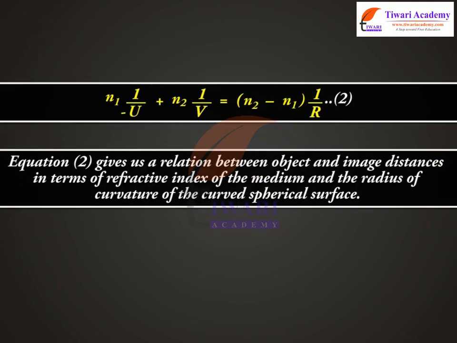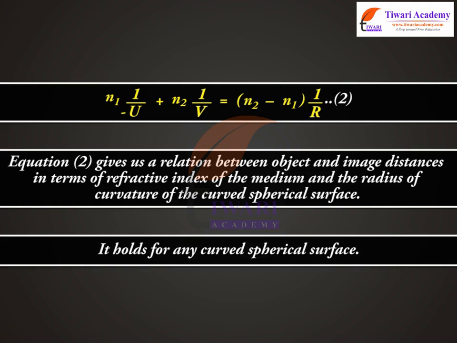Equation 2 gives us a relation between object and image distances in terms of refractive index of the medium and the radius of curvature of the curved spherical surface. It holds for any curved spherical surface.